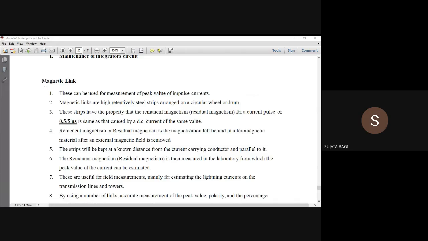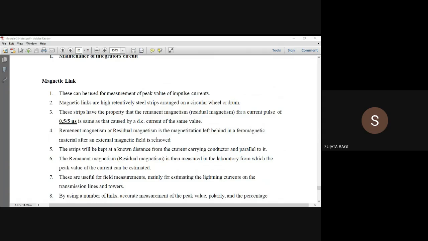These magnetic links are used for the measurement of the peak value of impulse current. These links are highly retentive steel strips, made of steel and arranged on a circular wheel. These strips have the property of remanent magnetism, that is, residual magnetism. A current pulse with a rise of 0.5 microsecond and a tail of 5 microsecond produces the same magnetization as that caused by a DC current of the same value.